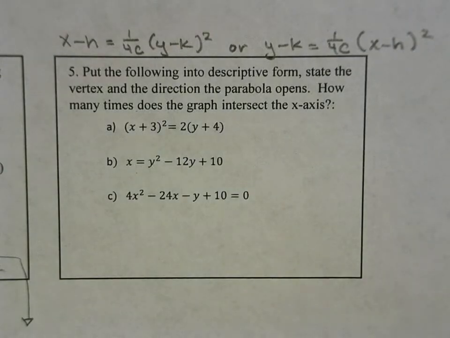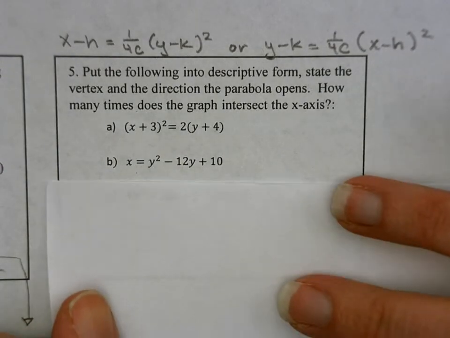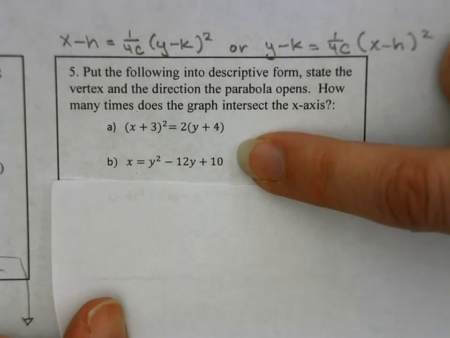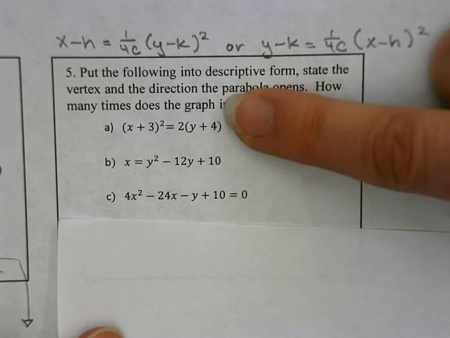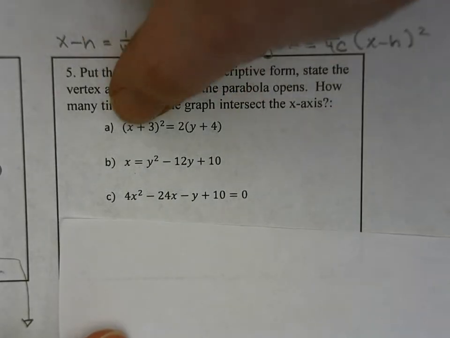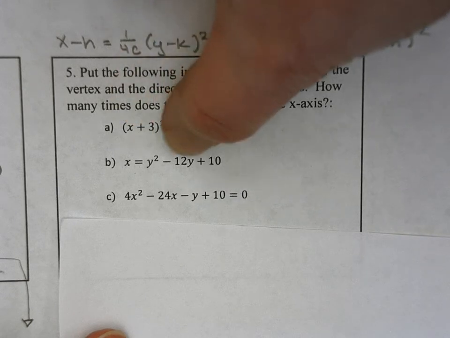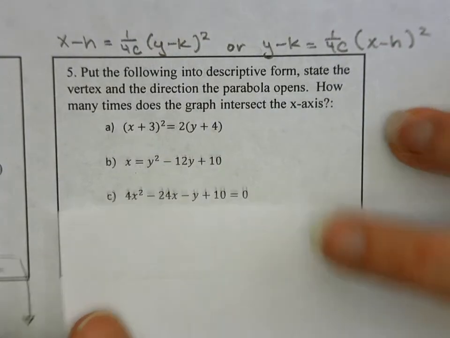So now for 3B, same directions, put in descriptive form. So this one I have to put into the perfect square trinomial, right? So I'm going to have to complete the square in B and C. Now A I did not have to, right? Because it's already quantity squared, but B and C are not like that. So I have to put these into the perfect square trinomial, so I have to complete the square.